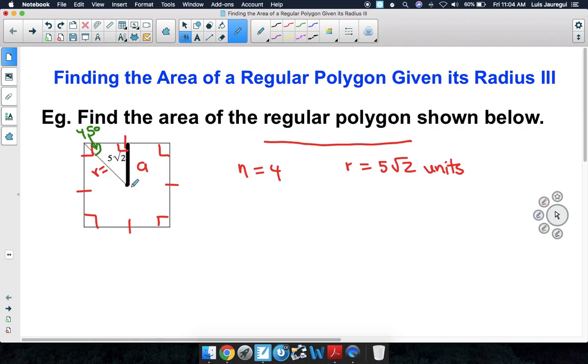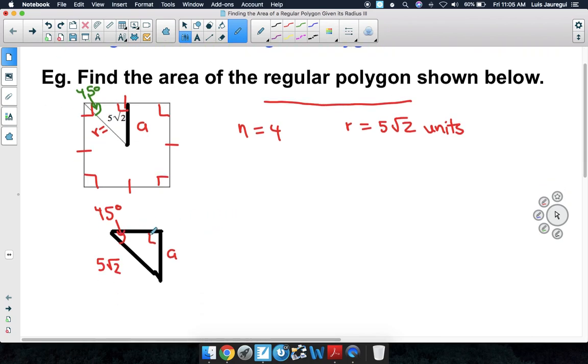Now, let me go ahead and extract this triangle so we can appreciate the information that it's provided already. So we have this triangle here, and we know that this is a 90-degree angle, this is the apothem, and this is a 45-degree angle, and this is the radius. So the radius measures 5 square root of 2 units. Now, since we're dealing with a triangle, we know that the sum of interior angles adds up to 180, and this is 45, this is 90 degrees, so therefore this other angle has to also be 45 degrees.